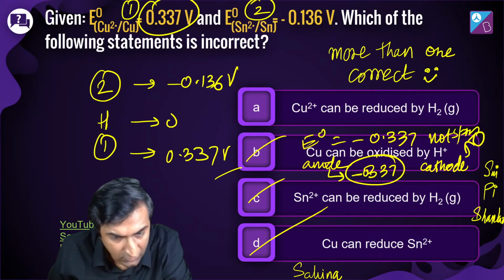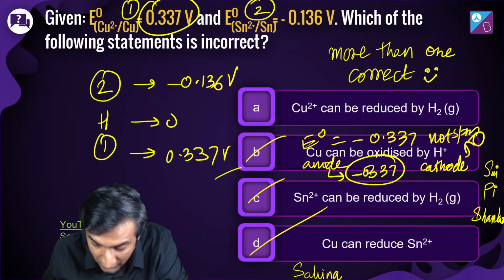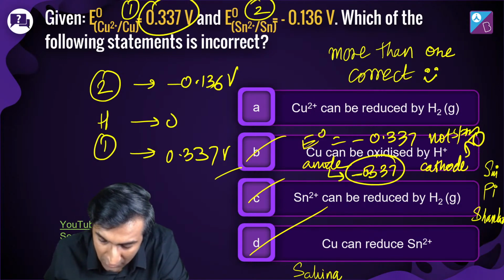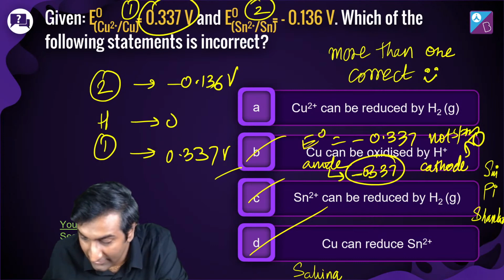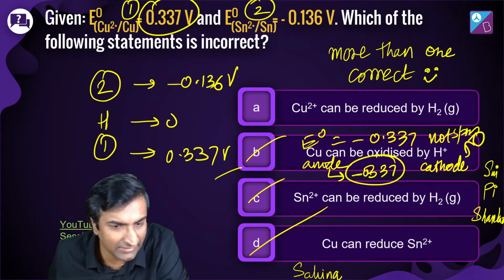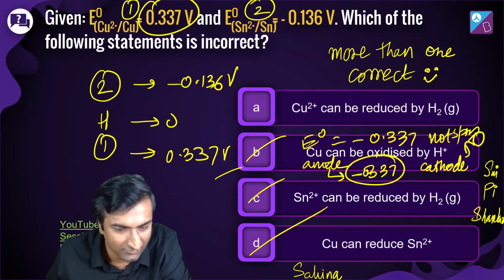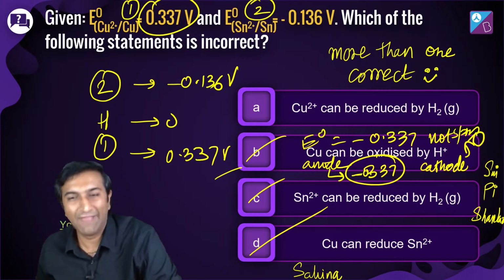So, hold on. Oh, okay. That's what you're saying, huh? Copper can be oxidized by H plus. I see. So, yeah, this is incorrect. You have to say this is incorrect. So, what are you saying? You're saying it is correct. I'm just going to scroll up again. Shankar, sir, B is not wrong. Dekho, B is wrong. I've just explained. Shankar, everybody else can carry on.